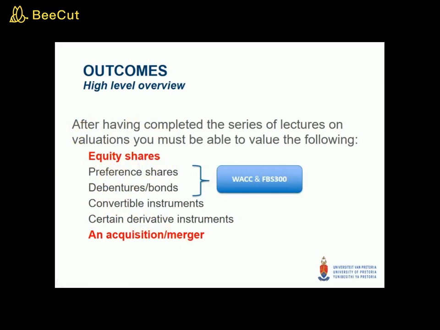When we're looking at preference shares and debentures, importantly, that is going to be based on our WACC and FBS 300 knowledge. So we're not going to go into any additional detail. Yes, at a high level, I'm going to go through them very briefly in the slides that follow, but importantly, we unpack these principles when we looked at our weighted average cost of capital. And if not, it forms part of our FBS 300 knowledge, which we assume you have all retained coming into CTA.